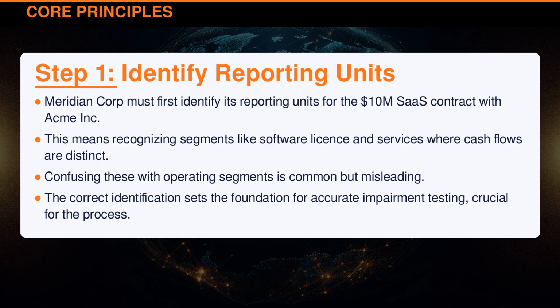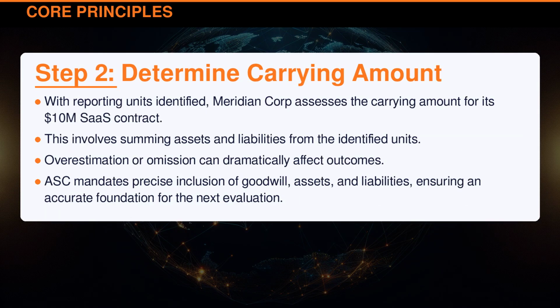Meridian Corporation must first identify its reporting units for the $10 million SaaS contract with Acme Incorporated. This means recognizing segments like software license and services, where cash flows are distinct. Confusing these with operating segments is common but misleading. The correct identification sets the foundation for accurate impairment testing, crucial for the process. With reporting units identified, Meridian Corporation assesses the carrying amount for its $10 million SaaS contract.